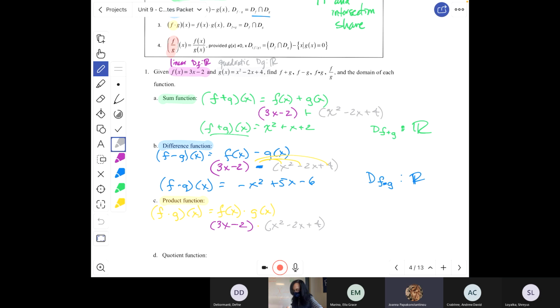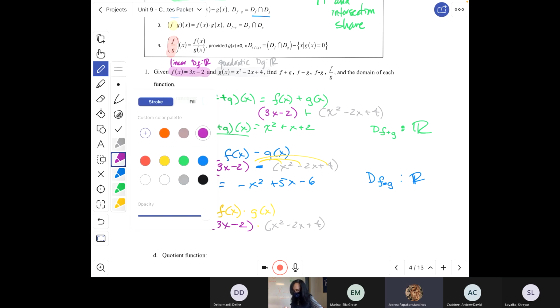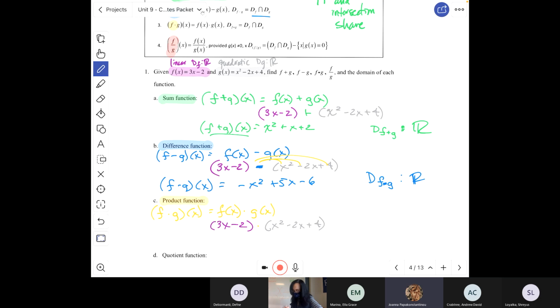So how am I going to do this? I have to distribute, right? I'm taking 3 and multiplying it by each of these. Then I'm taking negative 2, multiplying it by each of these. Once I distribute and combine like terms, do that and tell me what f times g of x is.